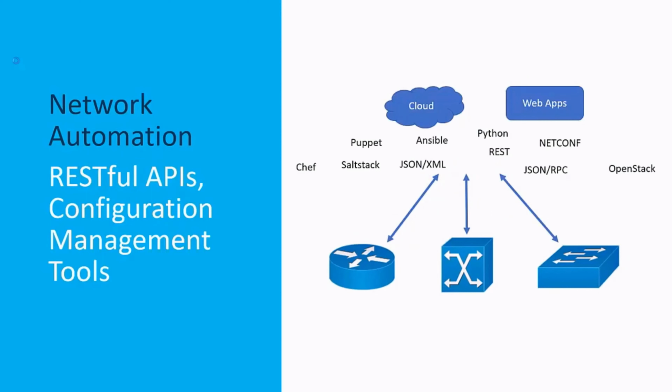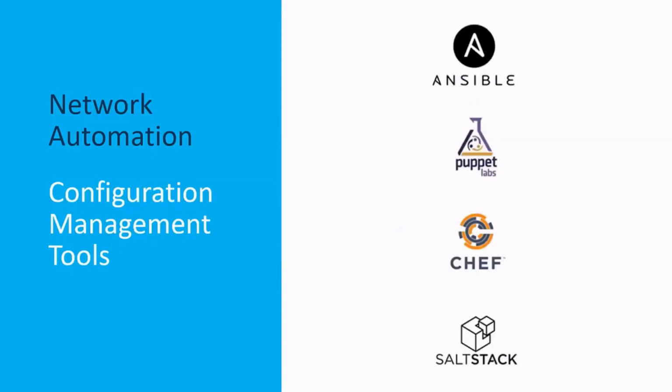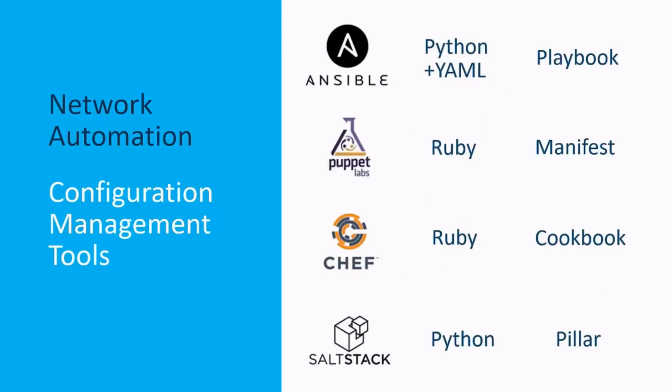Network automation today is developing rapidly thanks to networks moving to the cloud and the advent of virtualization. Today we have RESTful APIs and configuration management tools that can help to automate network configuration and other network tasks. Configuration management tools like Ansible, Puppet, Chef, and SaltStack. These configuration management tools typically use Python or Ruby.